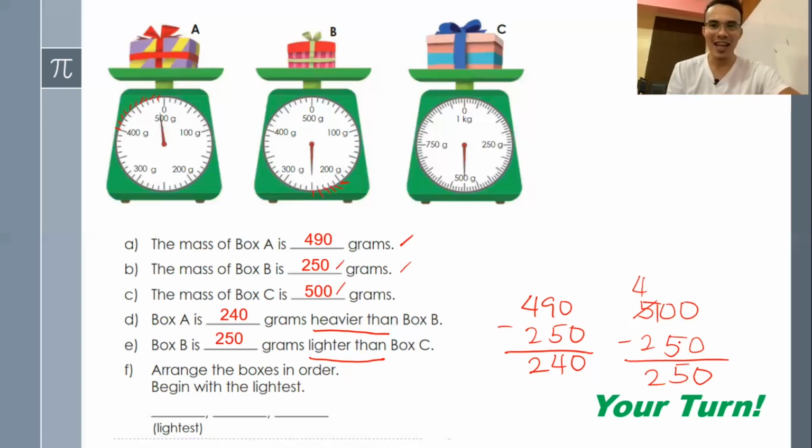And finally, letter F, arrange the boxes in order. Begin with the lightest. The lightest object is box B, followed by box A, then box C. Did you get a perfect score, grade 2? If yes, then congratulate yourself.